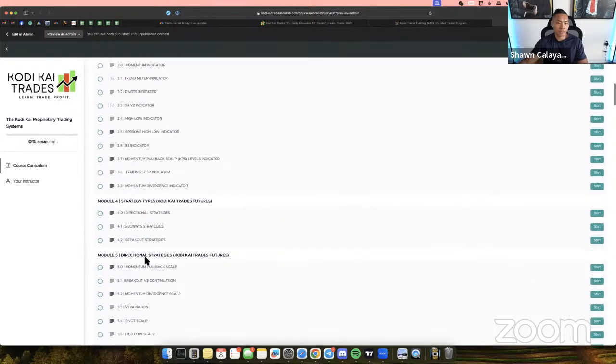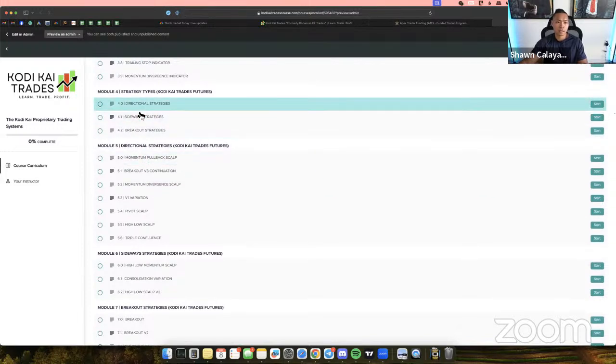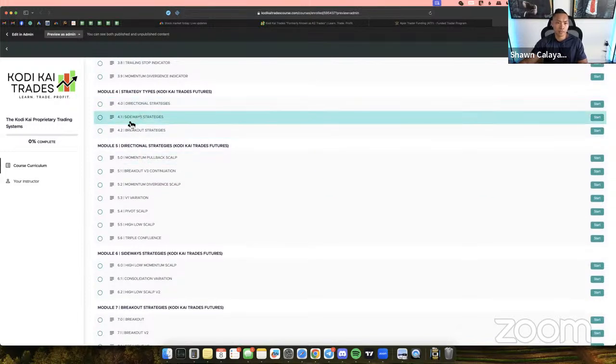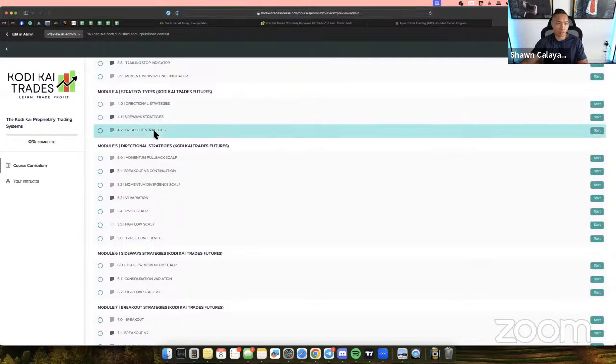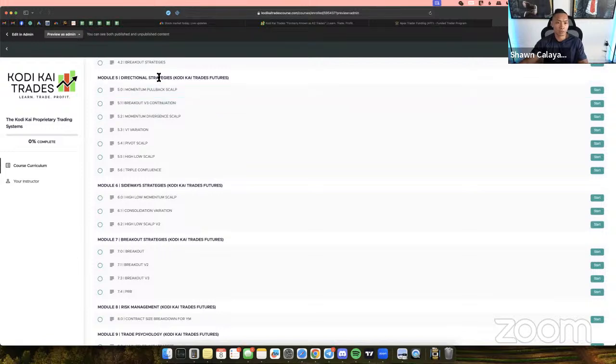Also down here, we have the strategy types. I think this is where it's going to be very useful for you guys, because I'll be explaining directional strategies, sideways strategies, breakout strategies. And then from there, you'll see every strategy that I typically use. All the directional strategies are broken down right here: MPS, breakout V3 continuation, momentum divergence, V1 variation, pivot scalp, high-low scalp, triple confluence. You've seen all of these applied during the live sessions.